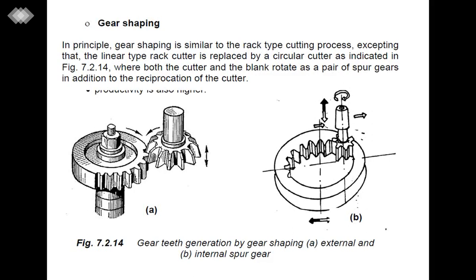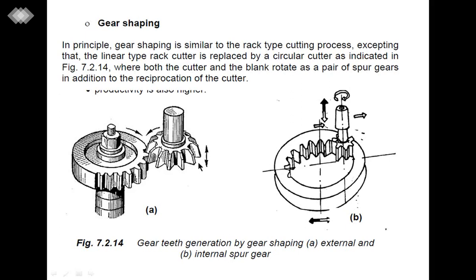Another method of gear manufacturing is the gear shaping process. So gear shaping is similar to the rack type of cutting process, except that instead of using the linear type rack cutter, here we are using a circular type of cutter having a number of cutting teeth. So both the cutter and the blank rotate, that is, this circular cutter as well as this gear blank are rotated just like a pair of spur gears, in addition to the reciprocating action of this cutter.